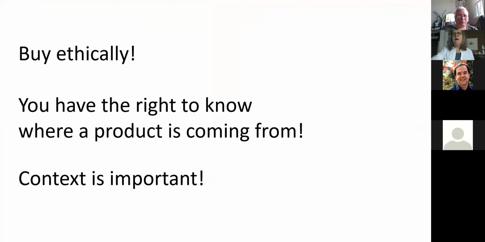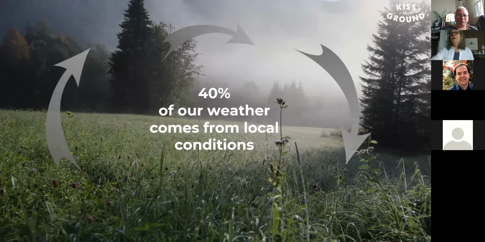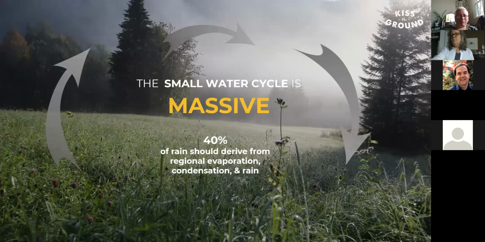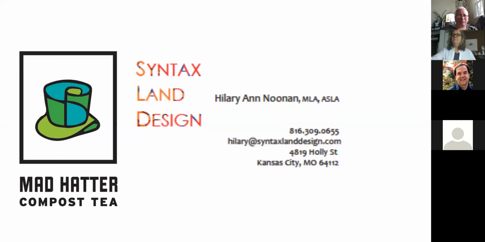Bioethically, context is important. If it didn't happen here, why are you trying to make it happen here? 40% of our weather is from local conditions, and that small water cycle is massive. This is how we stabilize our weather so that we can continue to grow food beyond the climate crisis. So that's me. So questions?